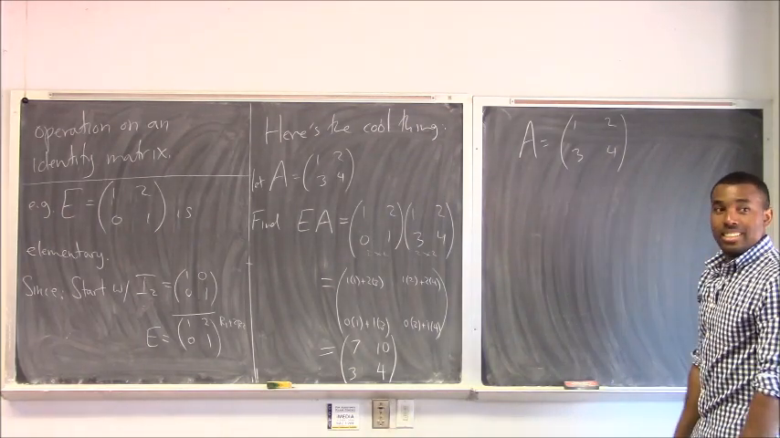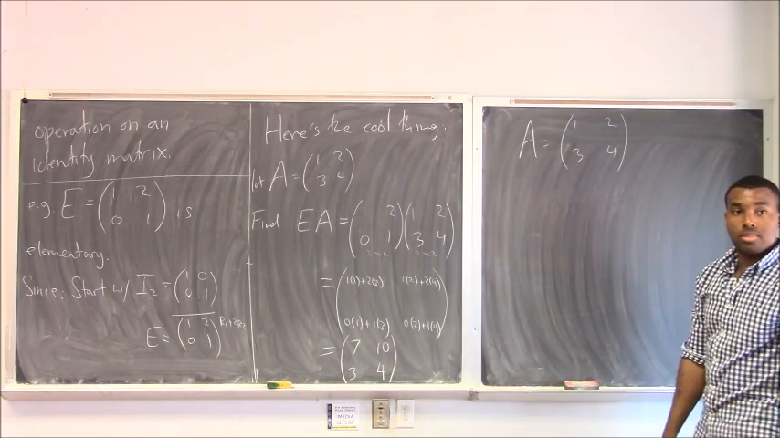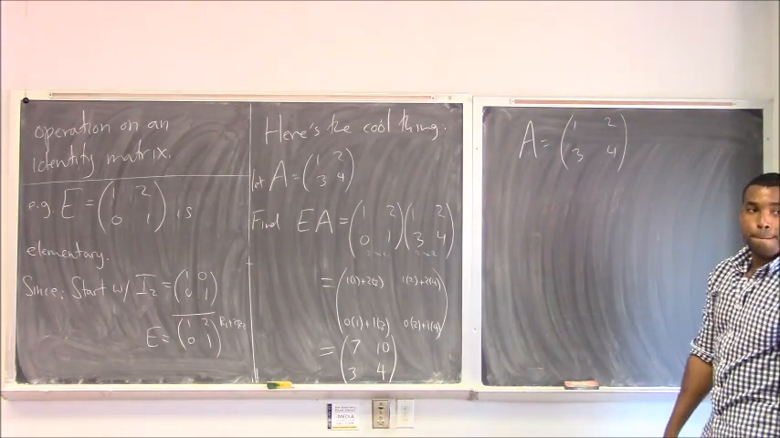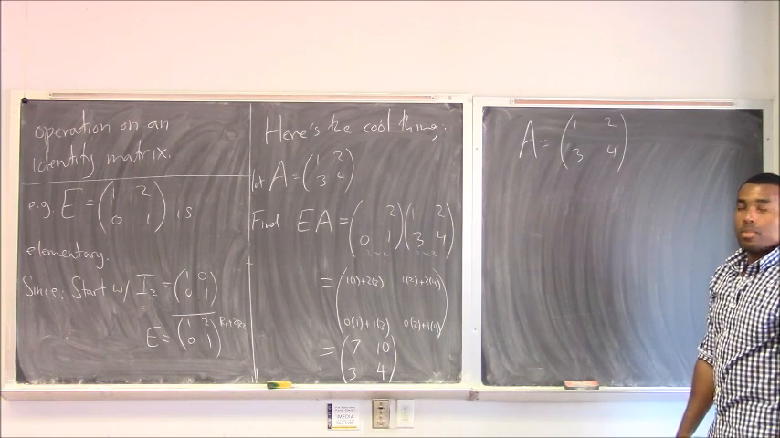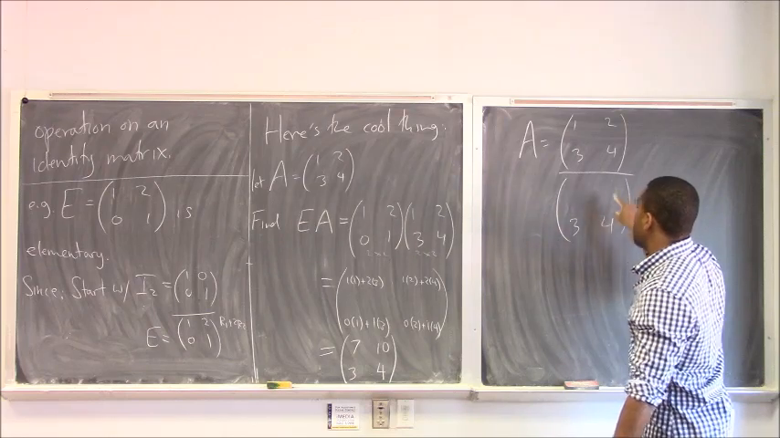It maintained the bottom row. Can you tell me something about the top row? So the bottom row stayed the same. Sure. What happened to the top row?